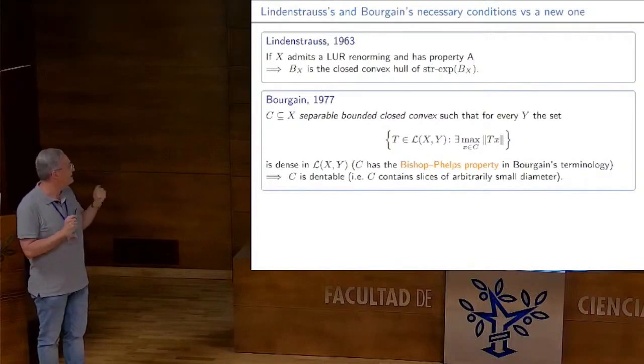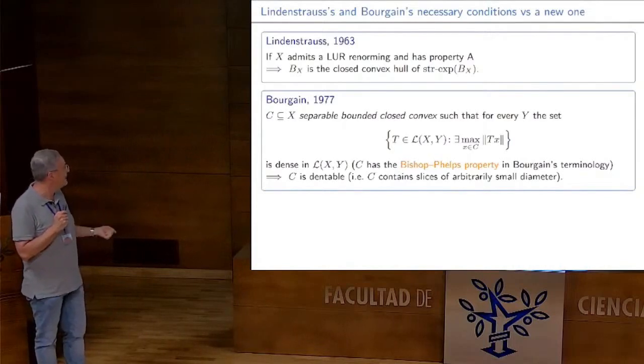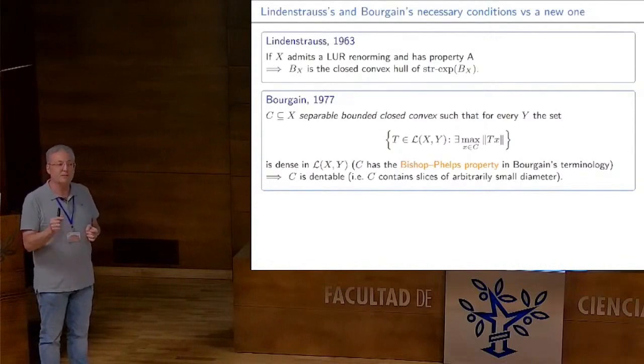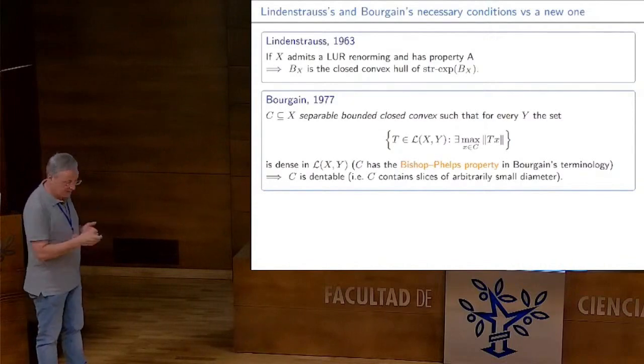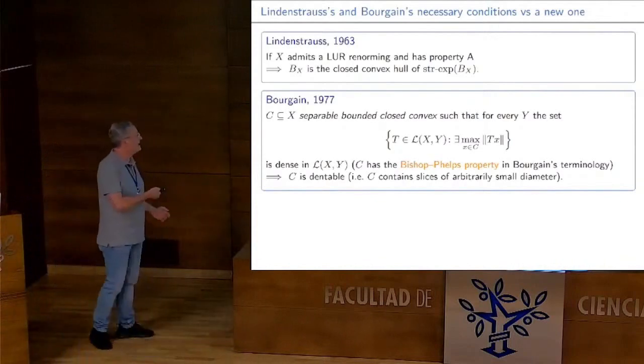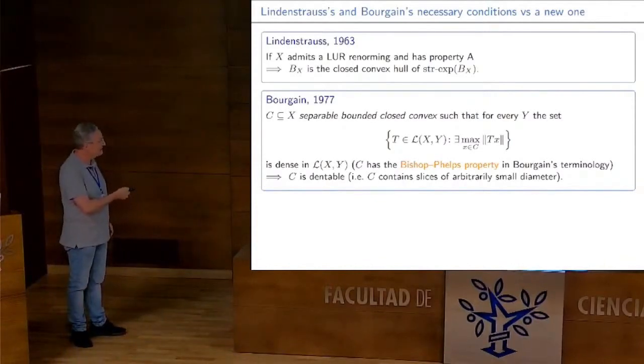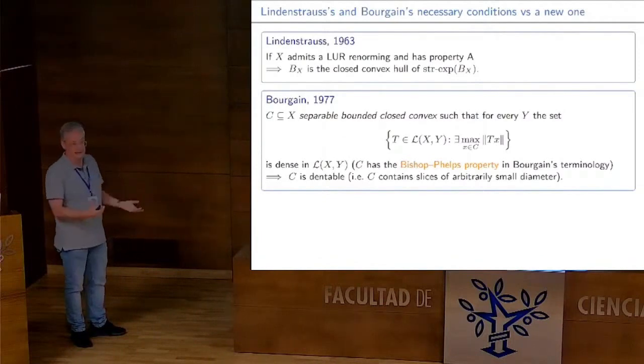When you have a Banach space admitting a locally uniformly rotund renorming, separable for instance, and has property A, then it's not only true that the unit ball has a strongly exposed point, but the unit ball is the closed convex hull of the strongly exposed points. And Bourgain got much less, just that the set is dentable, but for arbitrary bounded, closed, and convex subsets, separable. He needs separability for his argument. But the definition is not property A, but let's say property A for the set C, that the set of operators from X to Y attaining the supremum on C is dense for every Y.